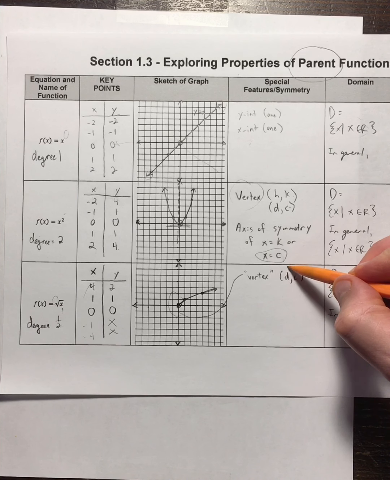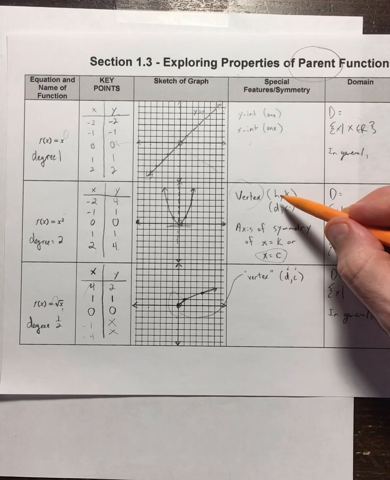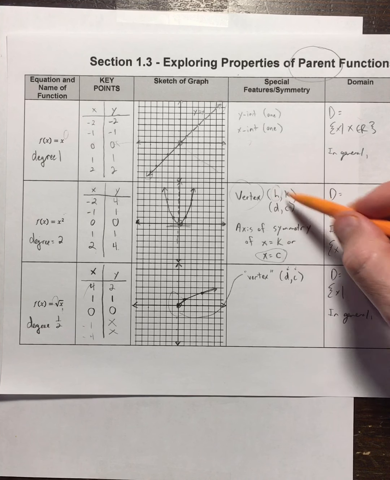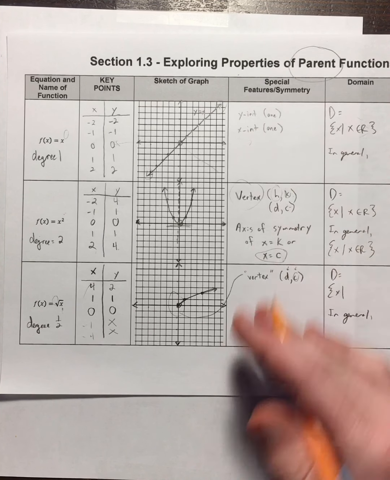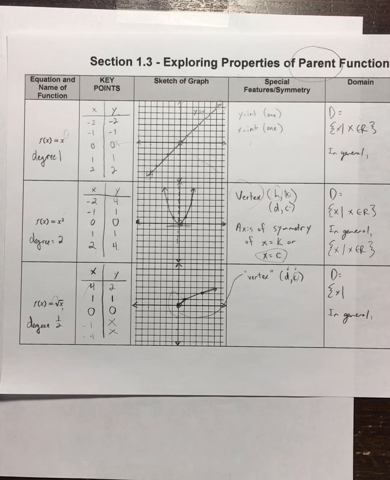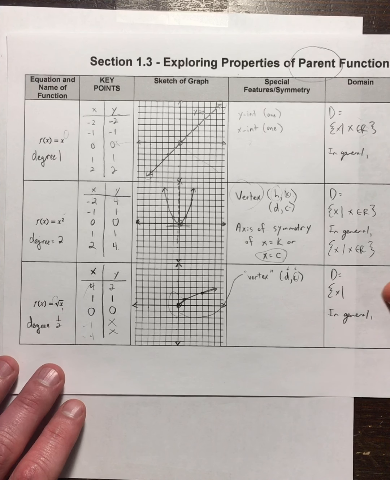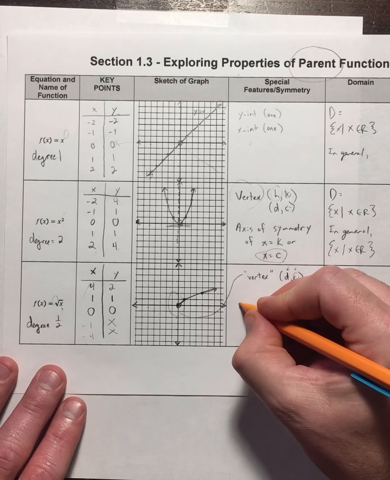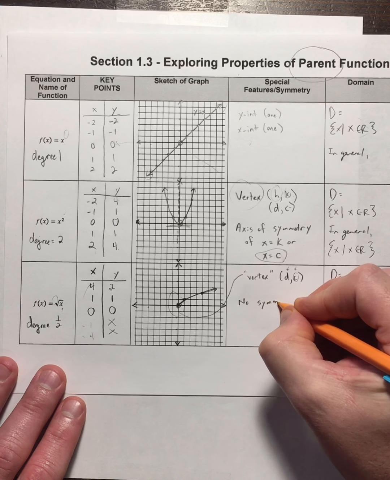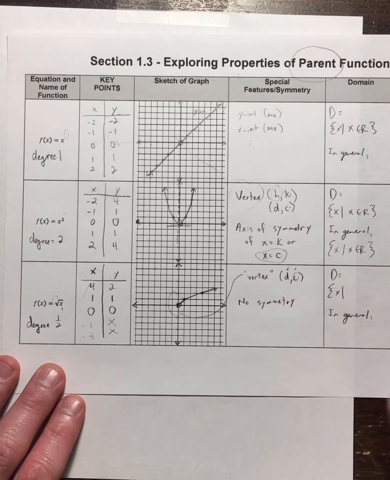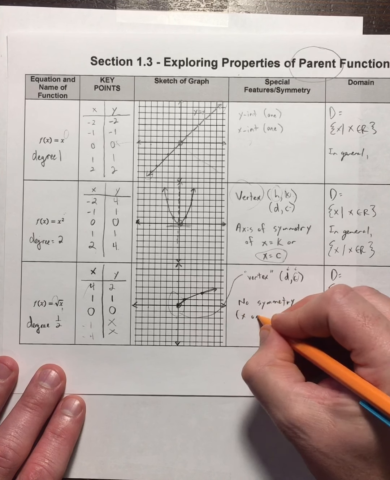D and C: this is an X coordinate, this is a Y coordinate. This is a horizontal translation factor, just like H just moves side to side. And C is like K, and it moves up and down. So that's sort of our vertex in there. And the vertex is pretty important. It shows no symmetry on the X or the Y axis.